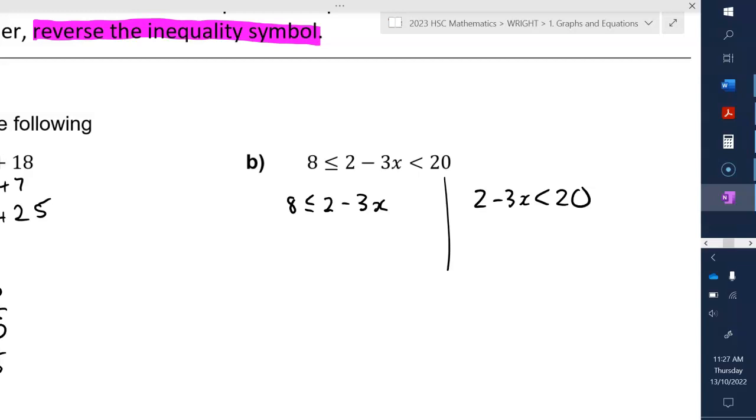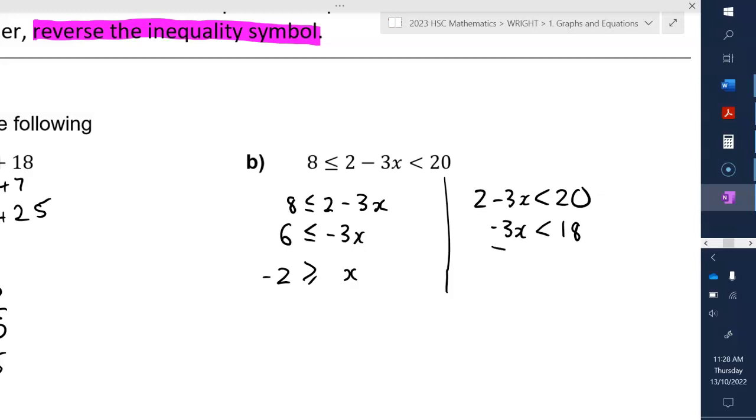So I'm going to take 2 away from both sides here. Taking 2 away, I get 6 is less than or equal to minus 3x. And now I need to divide by minus 3 on both sides. Dividing by minus 3 on this side, I'll end up with just x. Dividing by minus 3 on this side, I'll end up with minus 2. I've divided by a negative, so I need to flip my signs around. Let's look at the next one. We're going to, again, take off 2 from both sides. So I'll end up with minus 3x is less than or equal to 18.